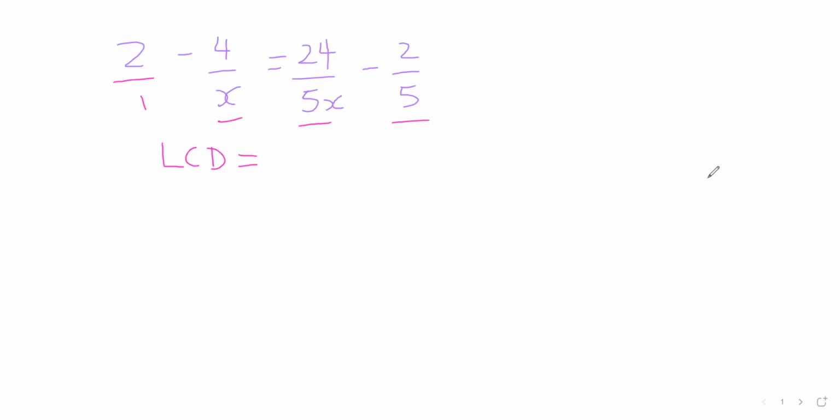So x would be able to go into 5x. 5 would be able to go into 5x, because 5x is kind of like the largest term here, since it's got a 5 and then it's got an x. So 1 would also be able to go into 5x. So the common denominator for these is going to be 5x.